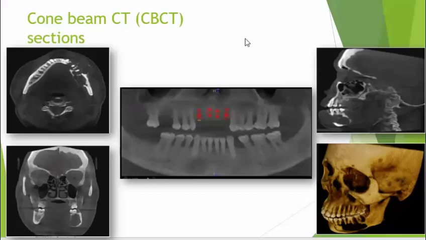Sections in CBCT. This is the axial section, this is the coronal section, and this is the sagittal section. And here we have a 3D image, and this is the panoramic section. As you can see, by this 3D, there is a dentigerous cyst around the impacted lower canine.